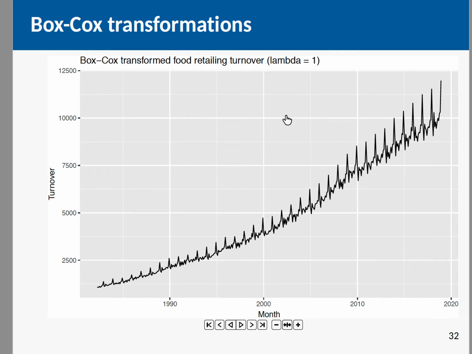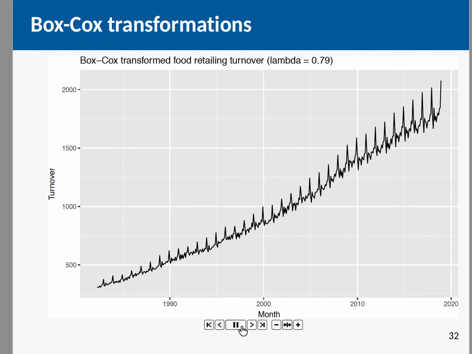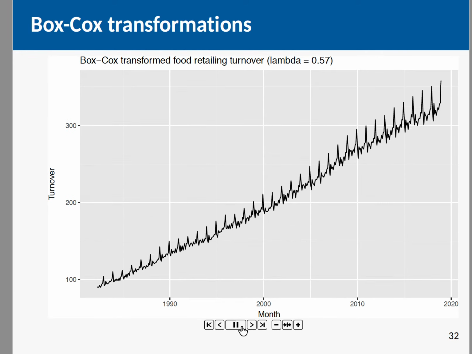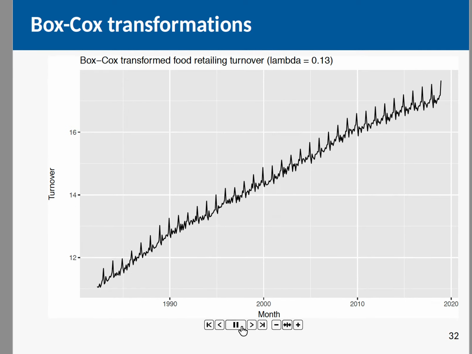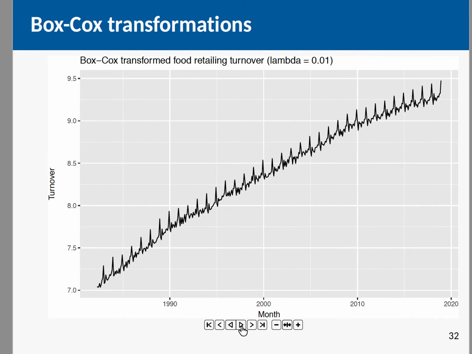What we're going to do is, here you're going to see different values of lambda, and I'm going to play a video and you're going to be able to see how the series gets transformed. So I'm going to play it one time and we'll discuss. The value of lambda is decreasing, and notice how the seasonal variation across time is changing. So here we see the series transformed for a value of lambda equal to 0.01.